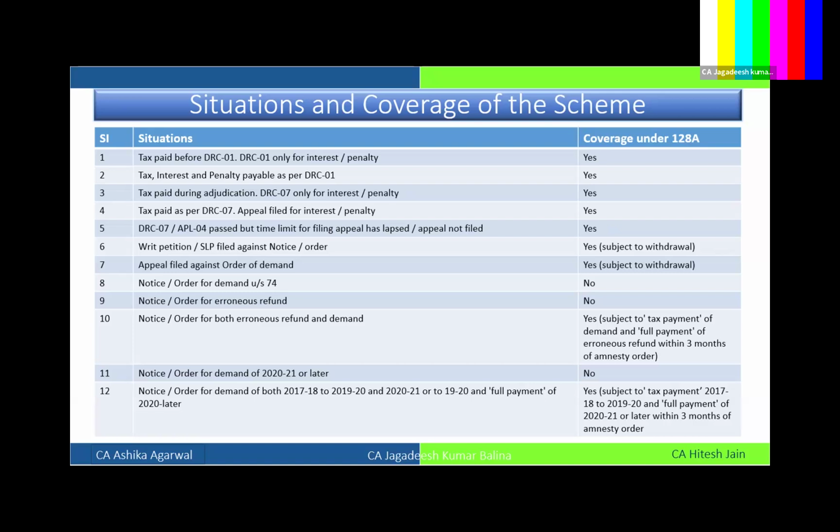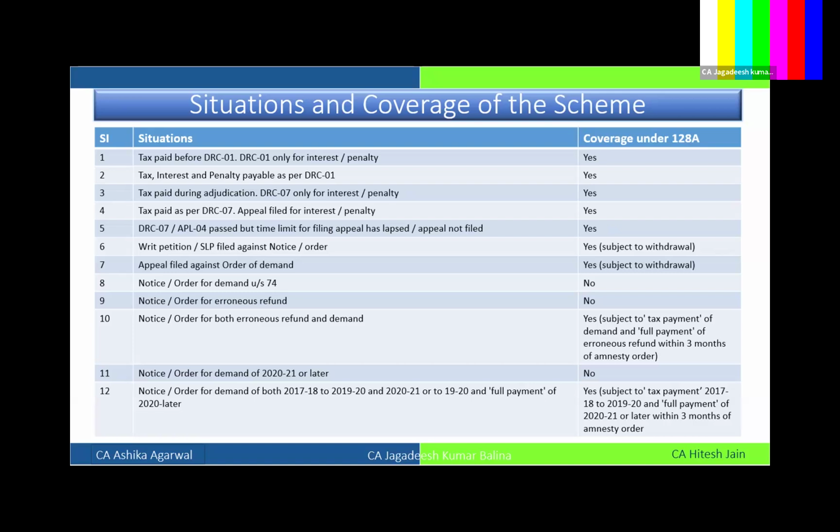And if any notice or order for demand is issued under section 74, that is under fraud cases, in that case you cannot opt for this scheme. This is applicable only for the section 73 cases, right? In case of erroneous refund, if your entire demand order pertains only to the erroneous refund, in that case also you cannot opt. Only for issues other than erroneous refund, and the issue should be covered under section 73, then only you can opt for this scheme.